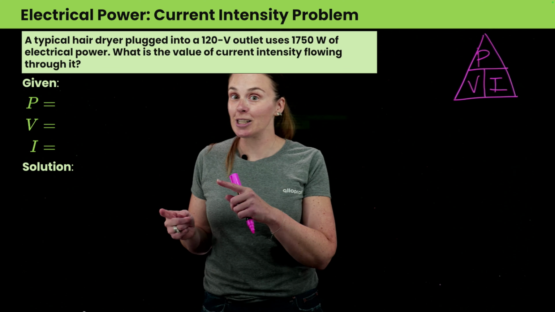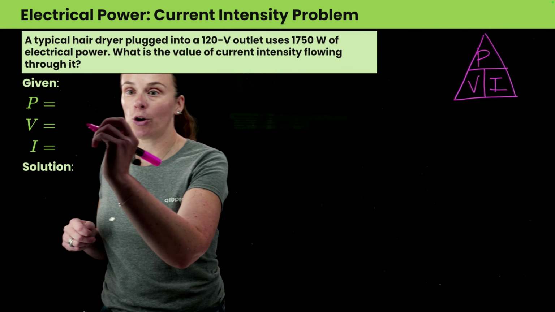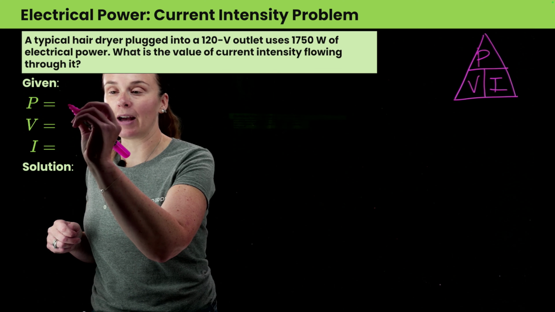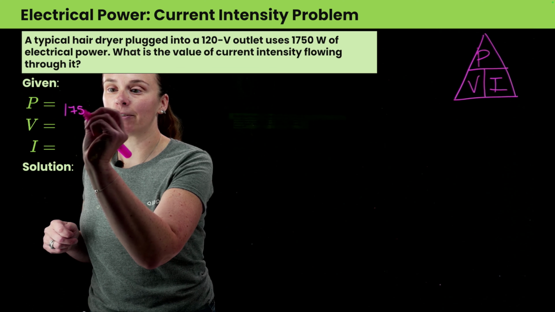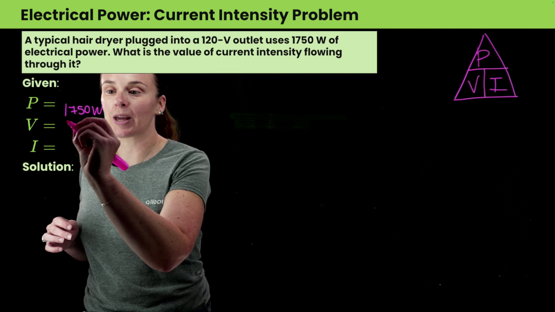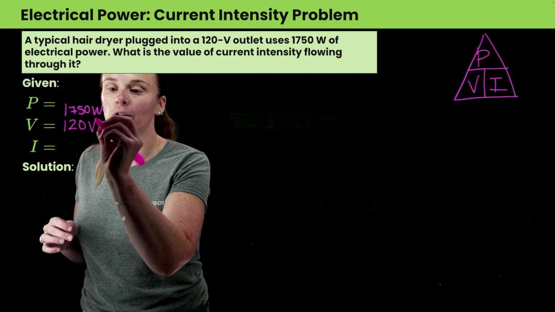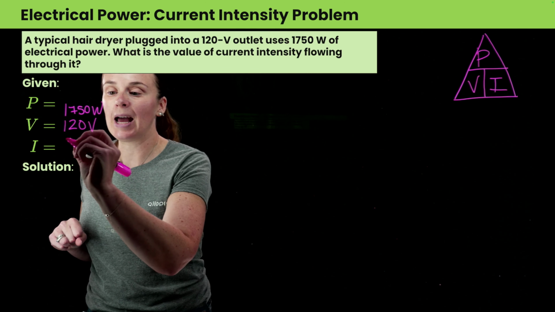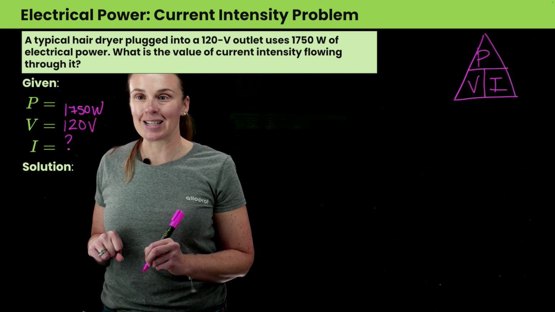So again, we're going to write down what we know. We know that we have power, 1750 watts, given to us in this question. We also know that we have 120 volts going through it, and we're looking for our intensity.